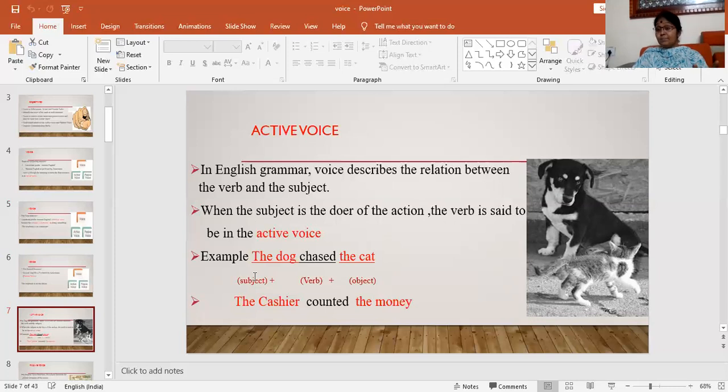In the first example, what I said was, when the emphasis is on the subject, it is called active voice. And here, when the subject is the doer of the action, who is chasing the cat?